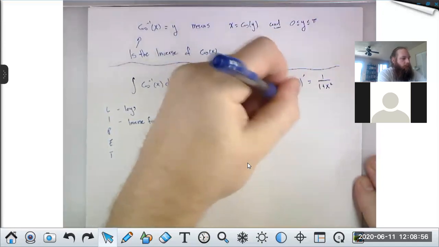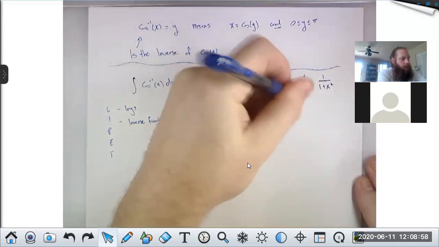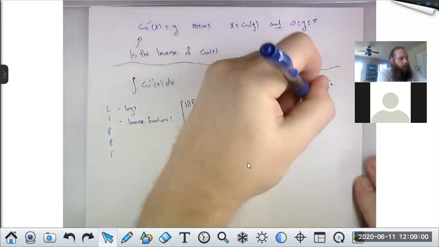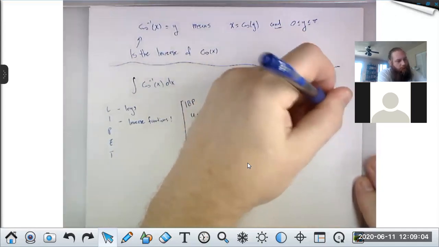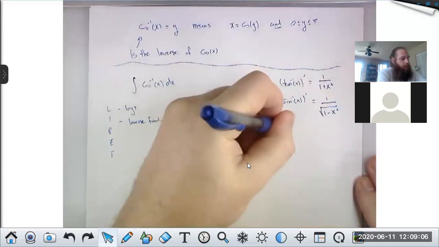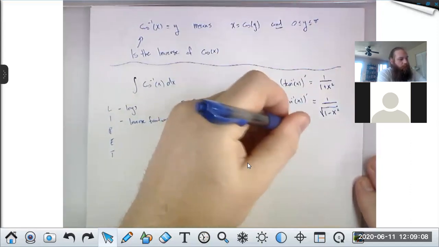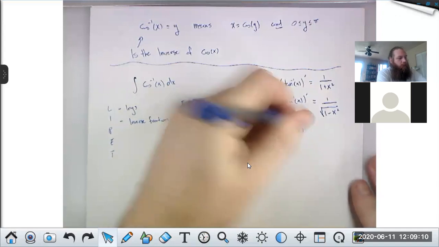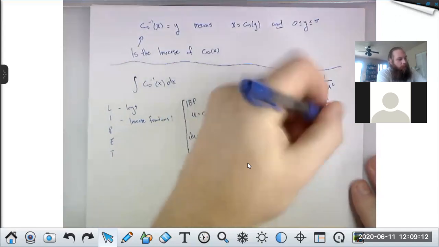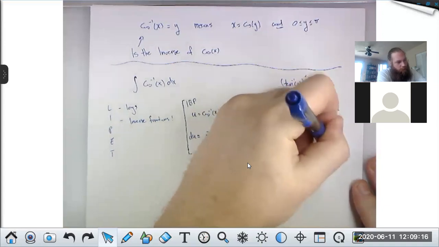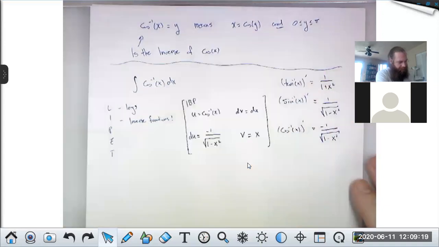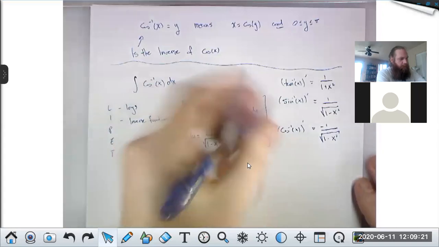The derivative of the inverse sine function, that's 1 over the square root of 1 minus x squared. The derivative of the inverse cosine function is the negative of the derivative of the inverse sine function, so it's negative 1 over the square root of 1 minus x squared. And then secant and cosecant work similarly.